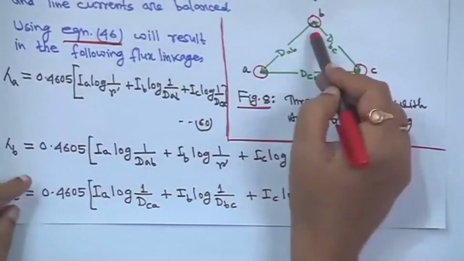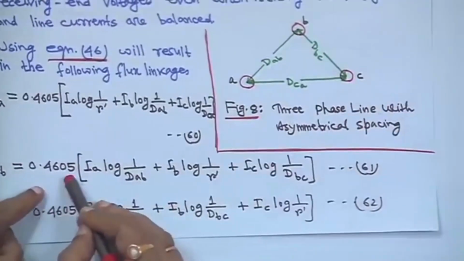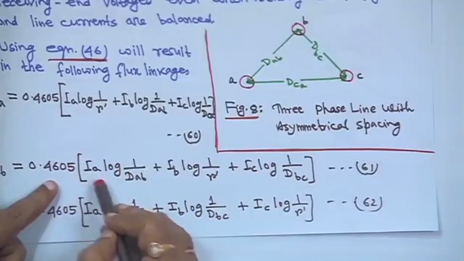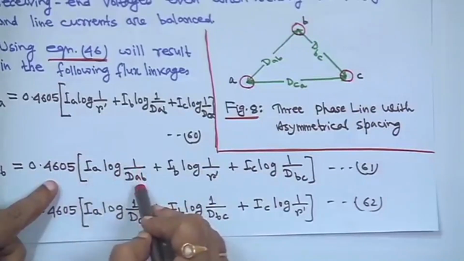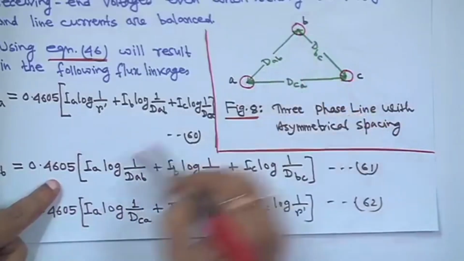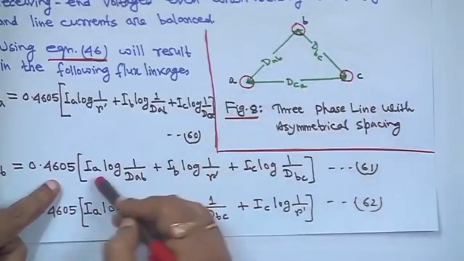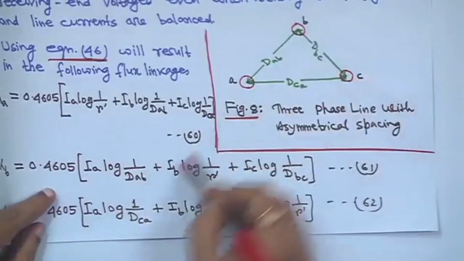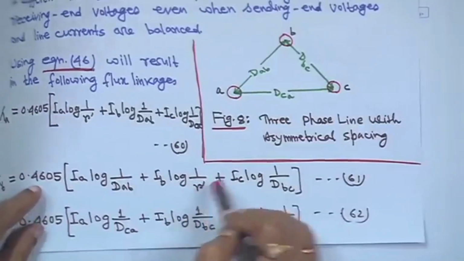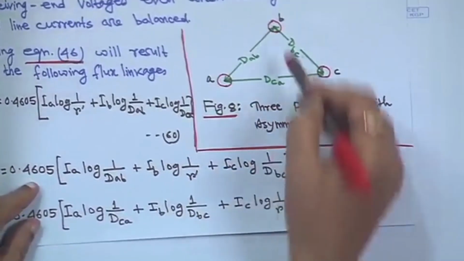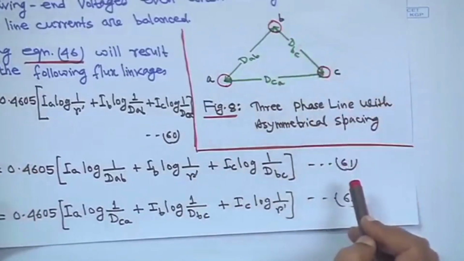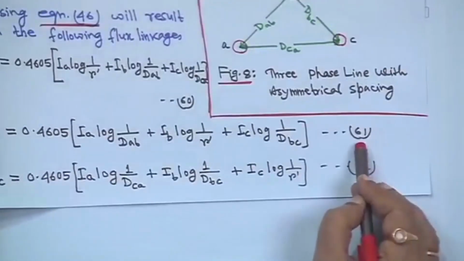Similarly, for phase B you can write lambda B is equal to 0.4605, then IA log 1 upon DAB, because B to A, the distance is A to B, DAB. As soon as you come to IB, it will be log 1 upon r dash, IB, plus IC log 1 upon DBC. This is equation 61.